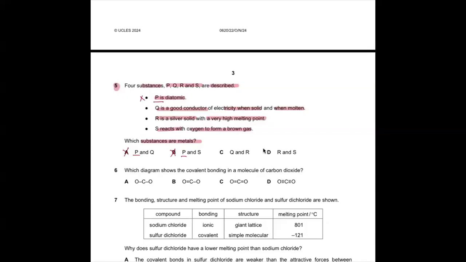Okay. Now, Q is a good conductor of electricity, so Q is a metal, right? And Q is not here, so D goes wrong. So see, that's how we excluded the ones which are wrong, so we ended up on the correct answer. So C is the correct answer.